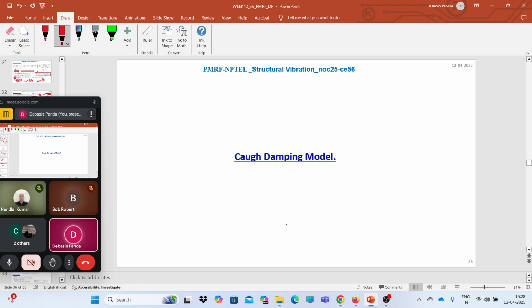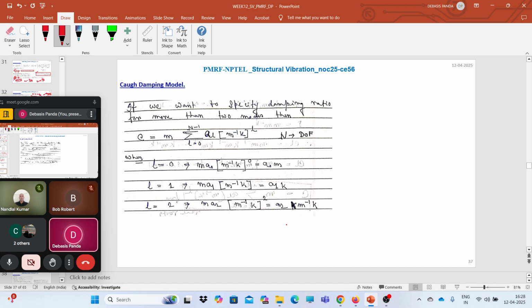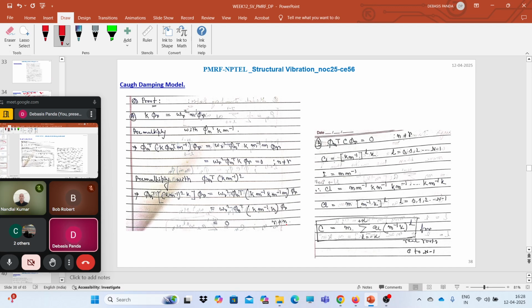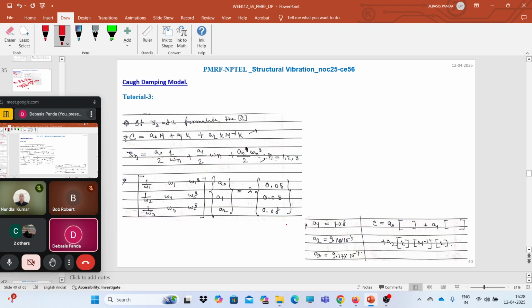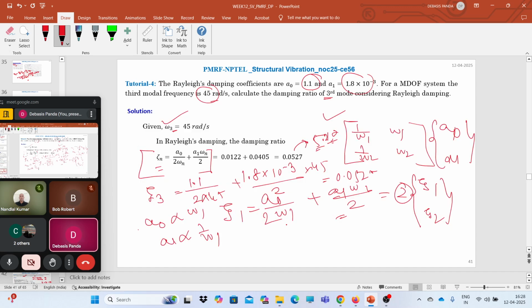One more model we have, the Caughey damping model, but I think the Caughey damping model is not covered during your course. Is it covered? I have explained different questions related to Caughey damping also. You can go through them, but I feel that this is not there, right? Your course instructor hasn't covered that. The thing which is not covered during the course, the question will not come from there.